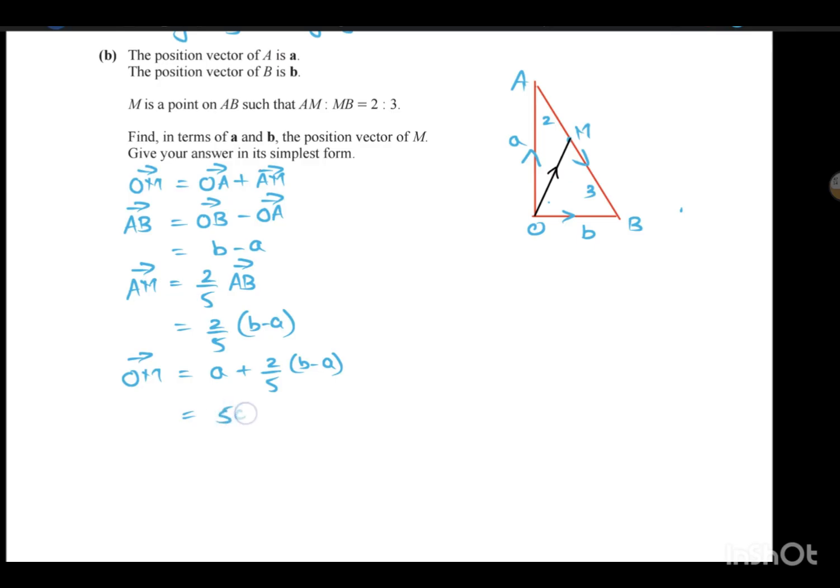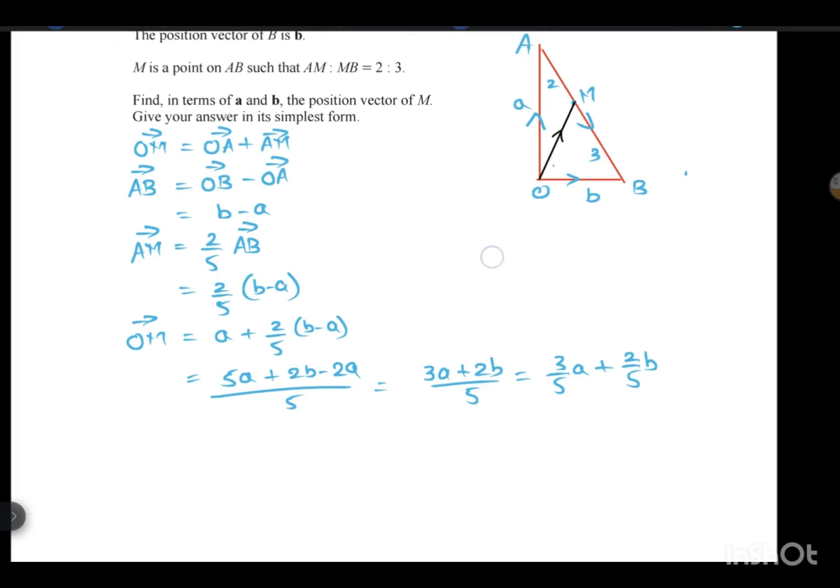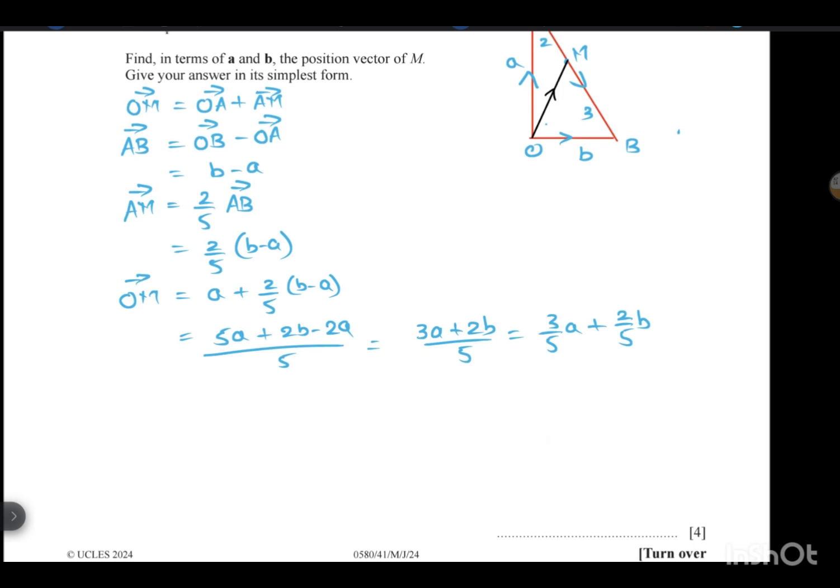Taking the LCM of denominators, 5a plus 2 into (b minus a) will be 2b minus 2a by 5. That will be equal to 5a minus 2a, that is 3a, like terms, (3a plus 2b) by 5. So 3 by 5 into vector a plus 2 by 5 into vector b will be the position vector of OM. This is the answer.